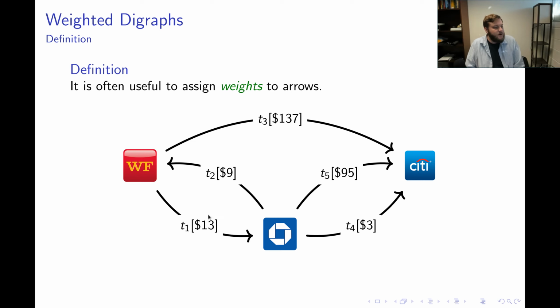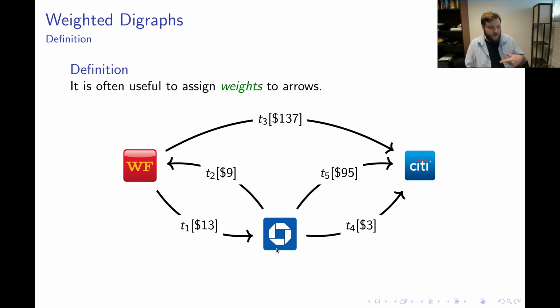You'll notice here that I've included brackets after each of the labels for the arrows with dollar amounts. These dollar amounts are called weights, and they're meant to tell us what the value of the transaction was. So remember, our first transaction, T1, represented a transaction where Wells Fargo sent Chase Bank some money.